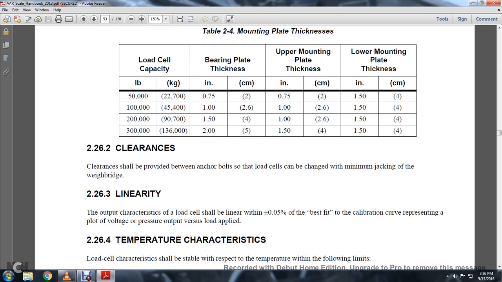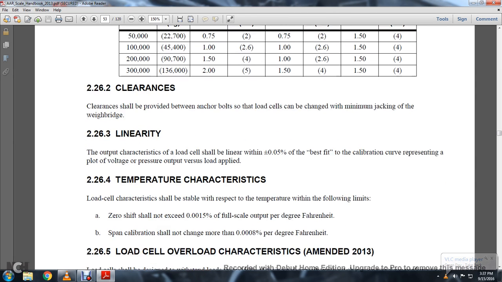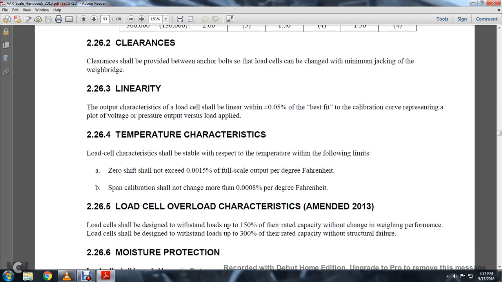226 clearance. The clearance shall be provided with anchor bolts so that the load cell can be changed with the minimum jacking in the weighbridge. 226 linearity. The output characteristic of the load cell by itself shall be linear to plus or minus 0.05% with the best fit calibration curve of the representative plot of the voltage output versus the load applied.